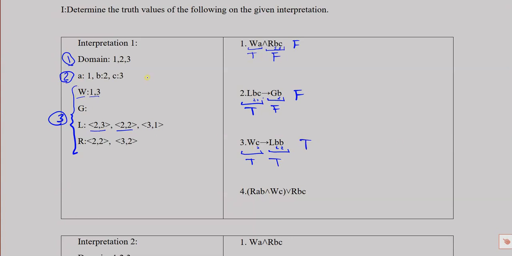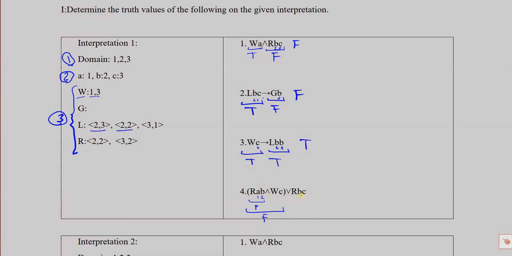And the last one, RAB. So A is the name of 1, B is the name of 2. And as you can see, 1, 2 is not in the extension of R. So this one is going to be false. And that makes the entire conjunction false.